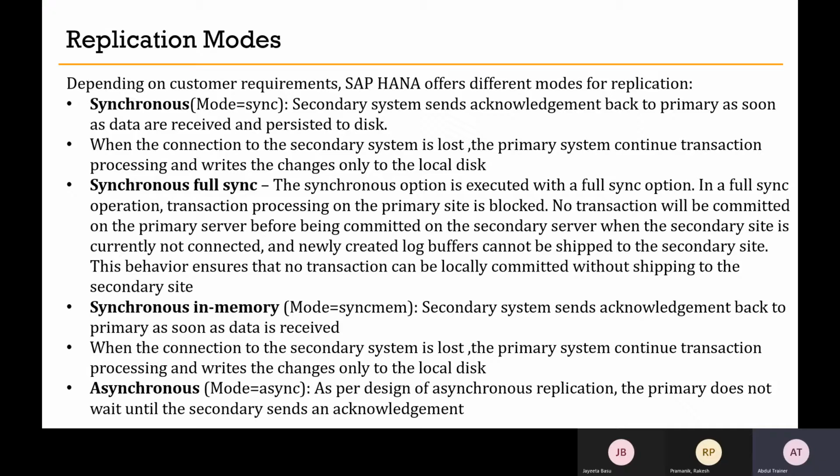Synchronous, full sync, and sync in memory, these three are used for HA configuration within the data center. If you want to configure HA within the data center, then we use these first three replication modes. Asynchronous is basically used to build the DR systems between two data centers. So you have two data centers, primary in one and the secondary in another, then you use the asynchronous mode.